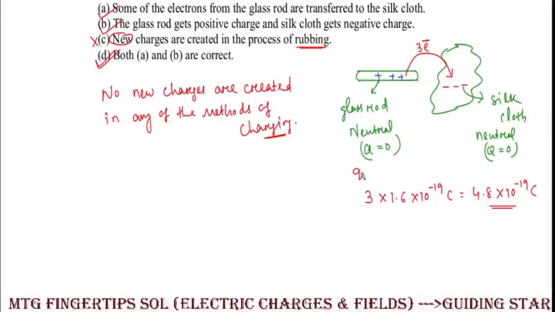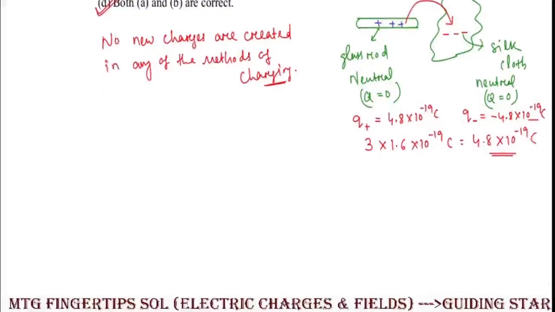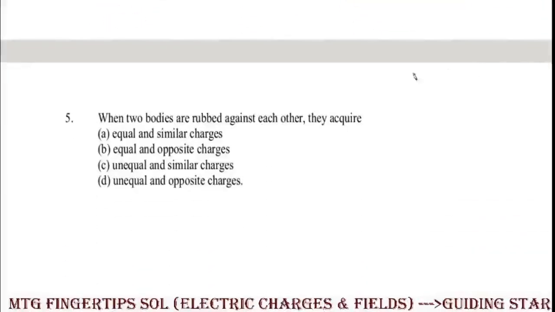The charge acquired by the glass rod is positive, 4.8 × 10^-19 coulomb of positive charge. And the silk cloth will acquire negative charge, minus 4.8 × 10^-19 coulomb. So in this particular case we must remember that in the methods of charging, equal amounts of charge of opposite nature are acquired. Clear? So here it is equal and opposite.